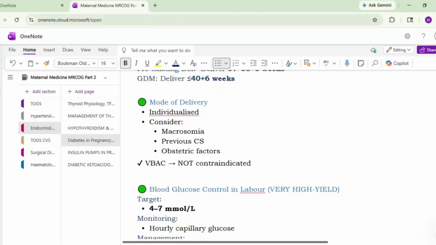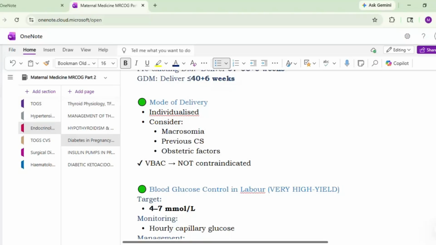However, when there is no macrosomia and no other complication, VBAC is not contraindicated in diabetes. So please remember from the labor point of view also, these patients can have VBAC, provided her BMI and everything is within the appropriate limit.